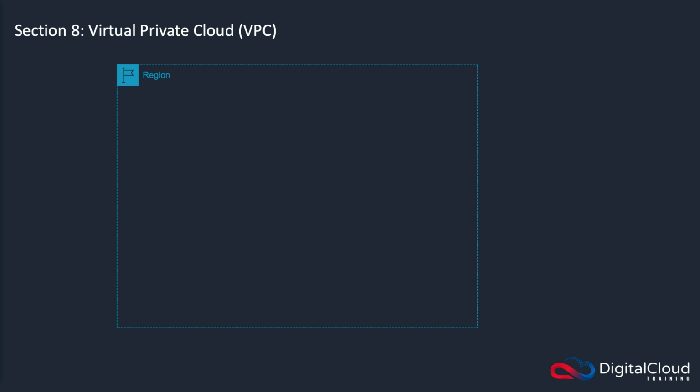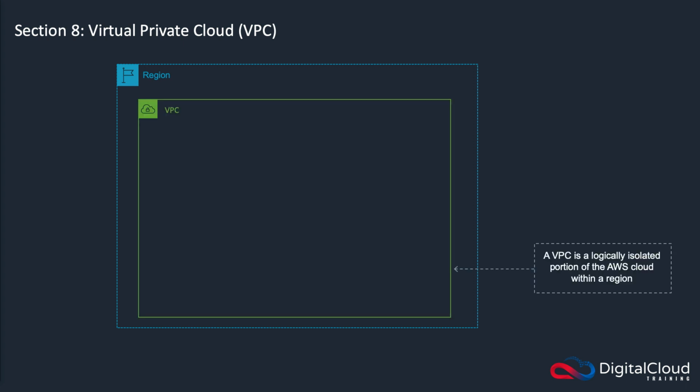So first off, what is a virtual private cloud? Well, a VPC is a logically isolated portion of the AWS cloud within a region. So that means that you can create a VPC and it's an isolated area that you can create your resources in. So it's private and secured and controlled by you. And you can create multiple VPCs within a region.